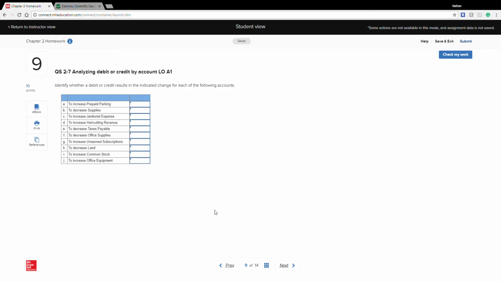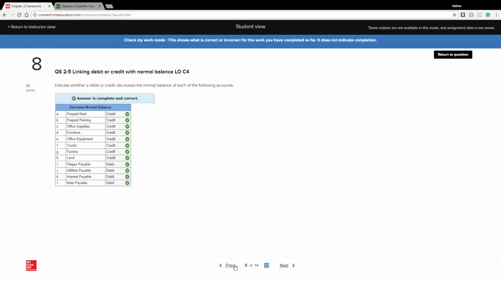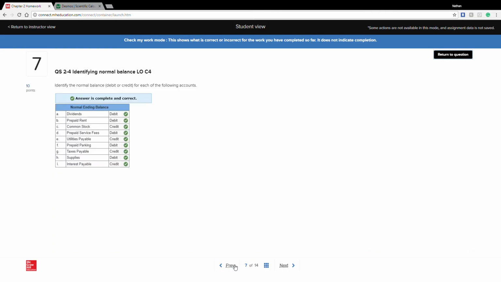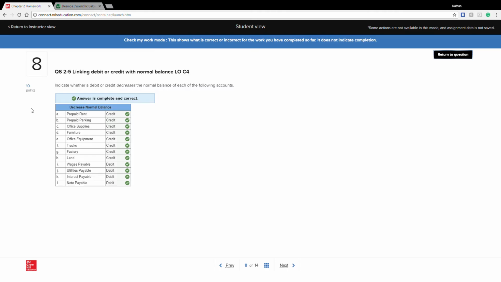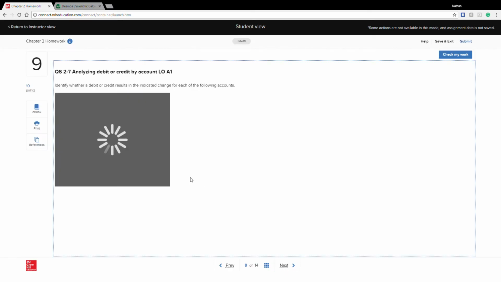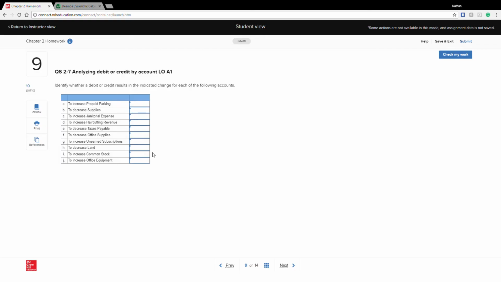Okay, so question number 9. Again, we're just identifying what needs to be done, either a debit or credit, to this time increase or decrease. So a lot of these, we can probably go back to 8 or 7 if we need to. Remember, this one is actually an increase. And then this one's the decrease. So if we find either one, we should already know. But again, we're going to go here.